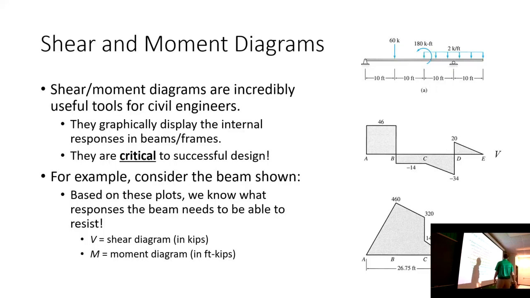So the idea is, let's say I was a mechanical engineer and I was looking at this flexural element and it had distributed loads on it, point loads on it, what have you. What this shear diagram tells me is that I need to size this beam such that it can withstand a maximum shear of 46 kips, and that it can withstand a maximum bending moment of 460 foot-kips. That's what this shear and moment diagram is telling me. And without it, you really can't go into the land of design.